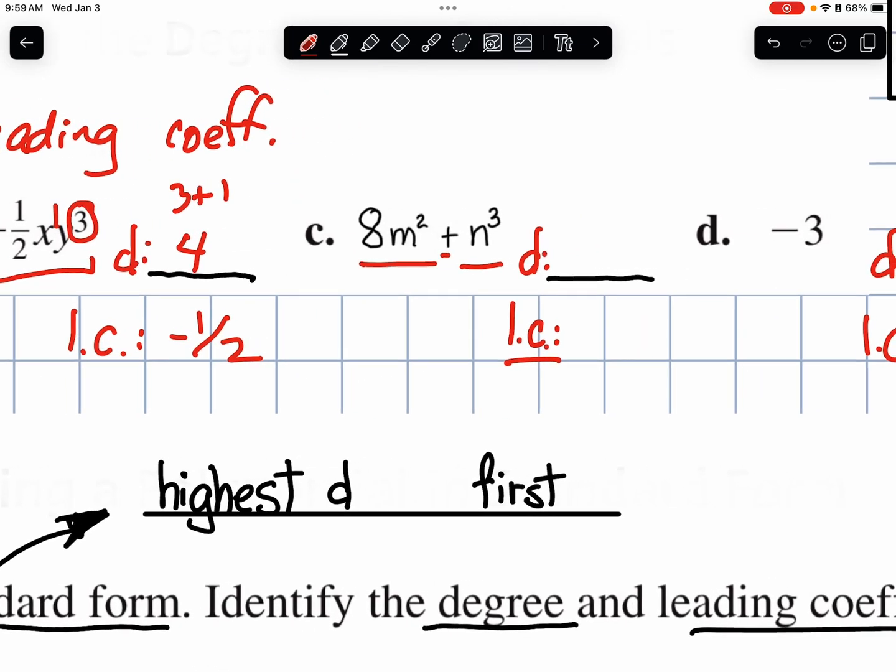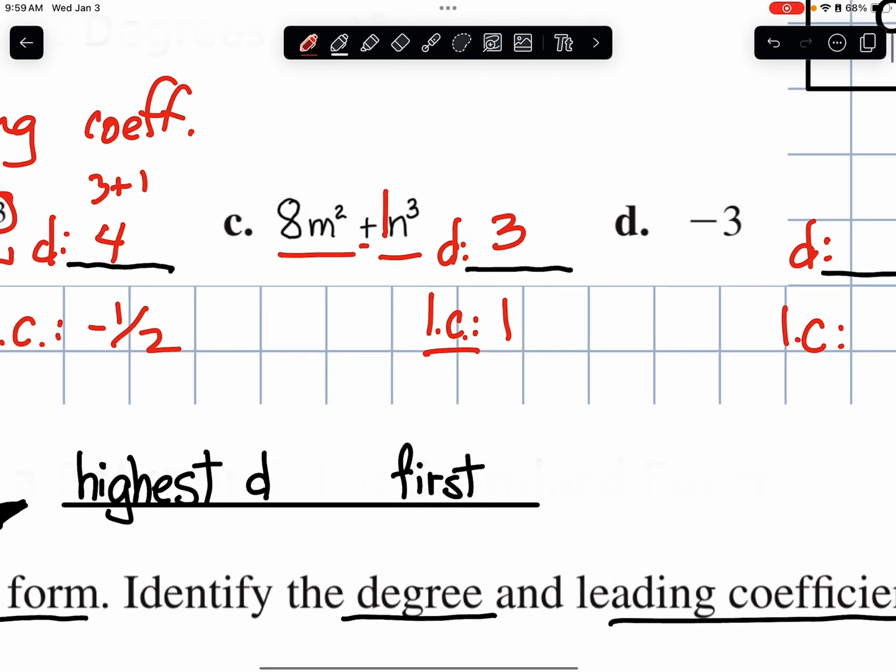Now this next problem has 2 terms. Notice there's an 8m squared and an n cubed. Again, the degree always comes from the highest one. So the degree is 3. Don't add the 2. That's a different term. Leading coefficient, again, comes from here. What number are we multiplying by? There's a silent, hidden 1.